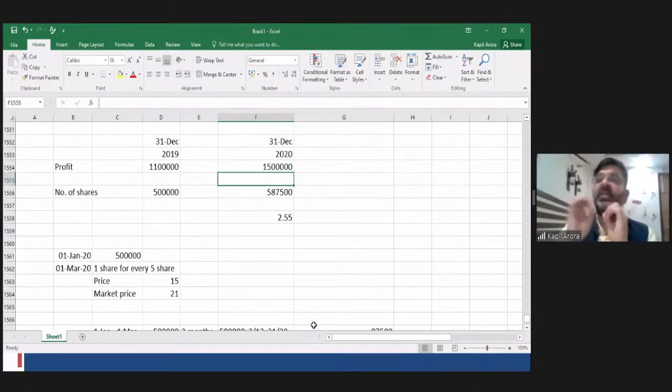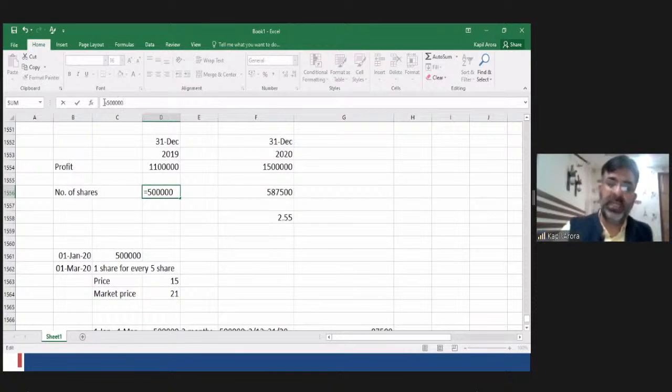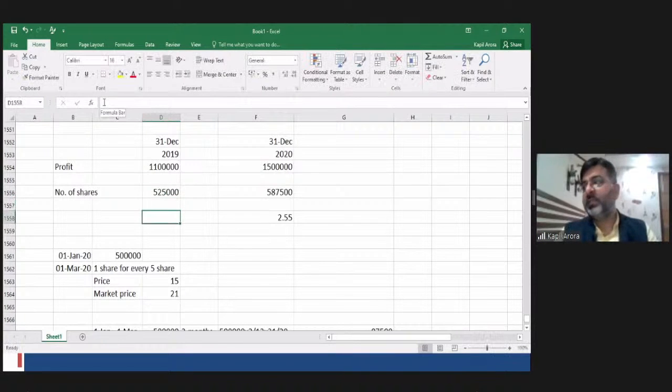But as I mentioned, whenever we have a bonus element, that bonus element is not just restricted to this year. That bonus element is always considered with the previous year also. So I will go back and check the amount for the previous year also. What do I need to multiply? I need to multiply the bonus fraction. What was the bonus fraction? 21 divided by 20. If I do that, the number of shares becomes 525. So this divided by 525, I get 2.10 as my EPS.